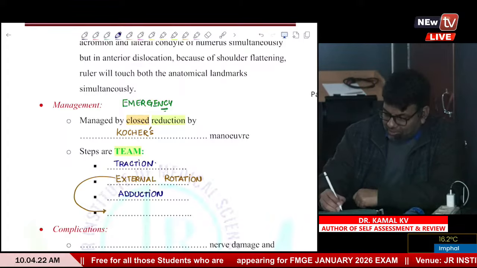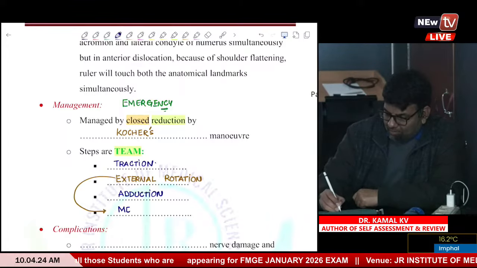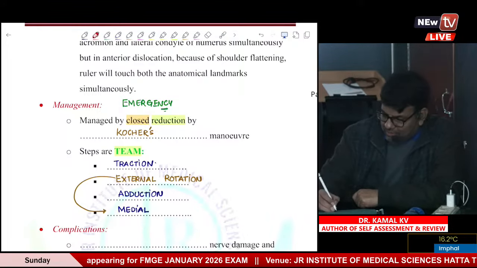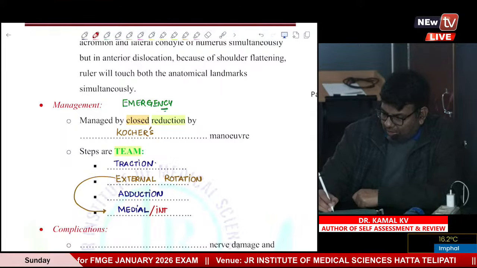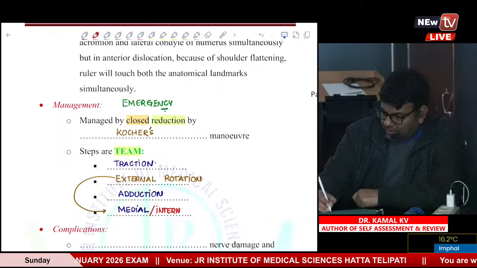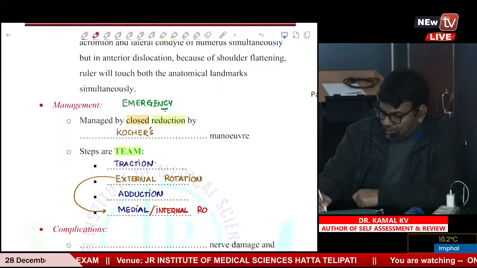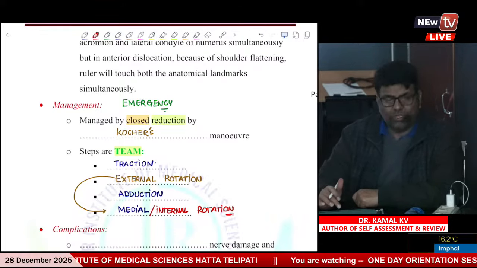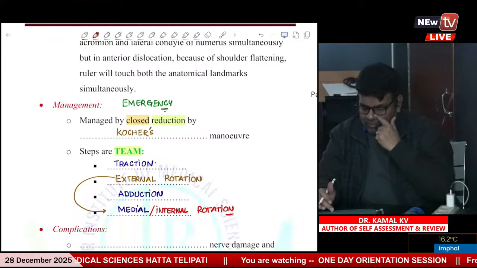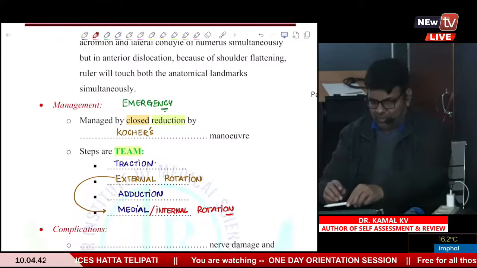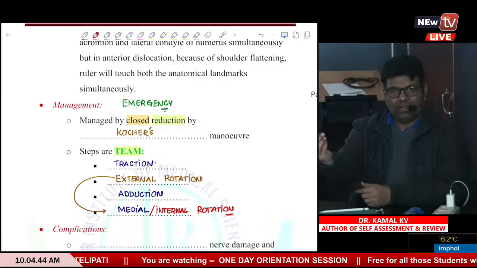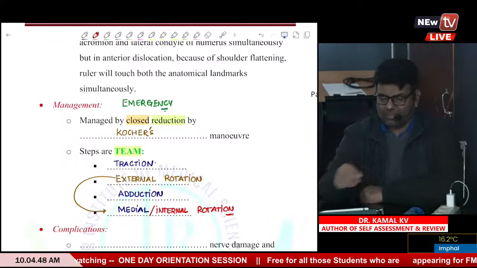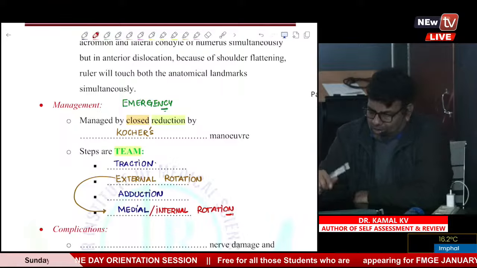Internal rotation, that is also known as medial rotation. Clear? So medial word is actually internal only, nothing new. So this is internal rotation. Just to make the mnemonic, we are using the word M, otherwise it is internal rotation. So what we do? Traction, external rotation, adduction, medial rotation. Simple. So this is the Cocker's maneuver.